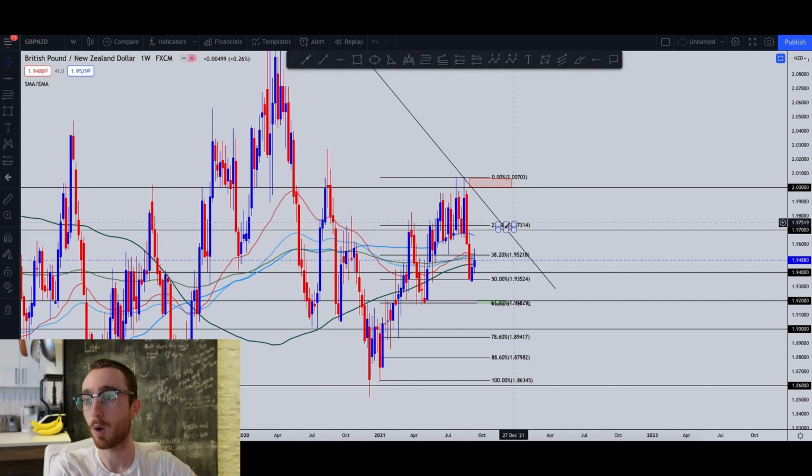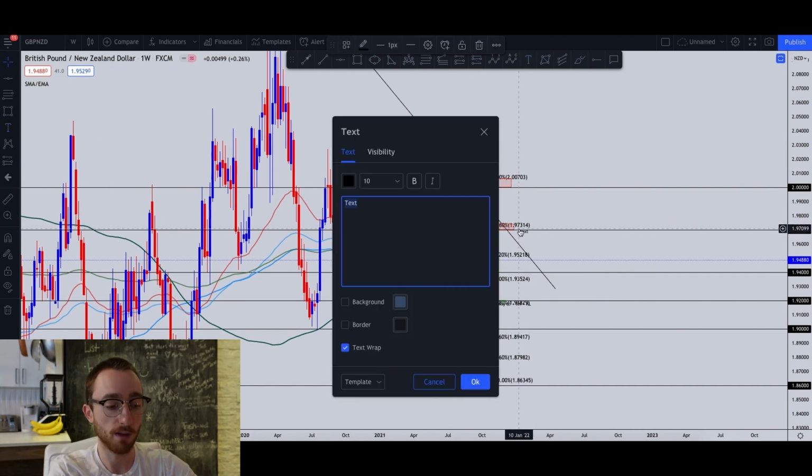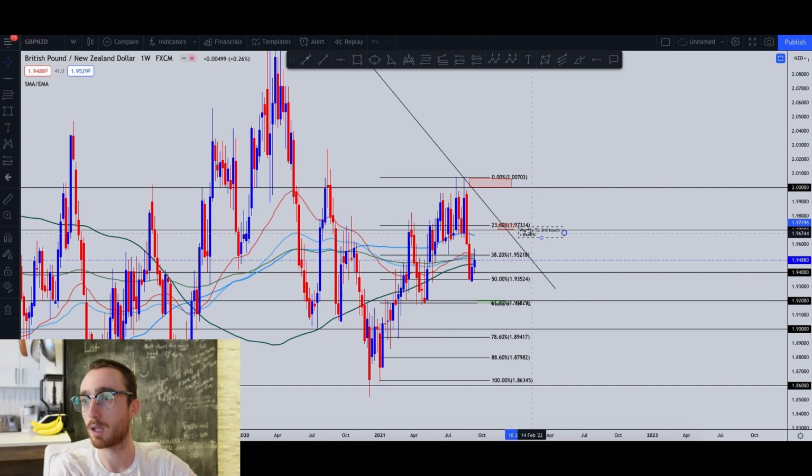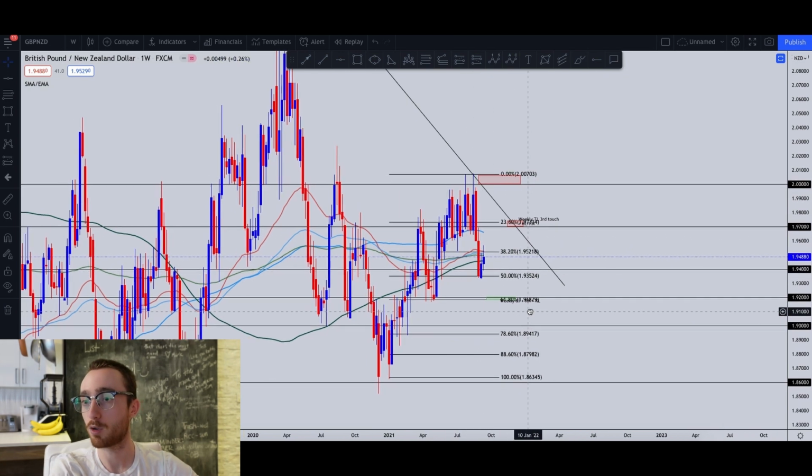So that is why we have this here. It is a trend line, third touch, and a key level. Okay, so that is really, really a great example. Now, I know from experience, since I've been trading GN, that we do have a lot of really solid short opportunities on the daily. So we're gonna hop onto the daily.